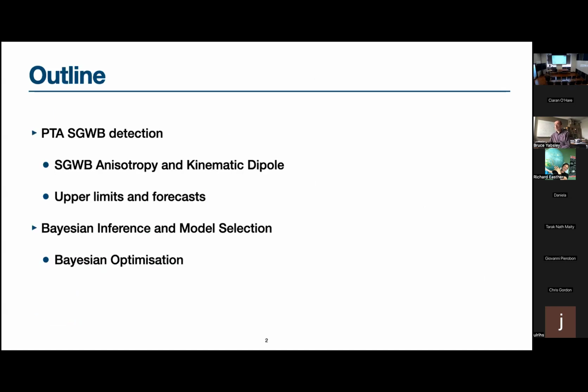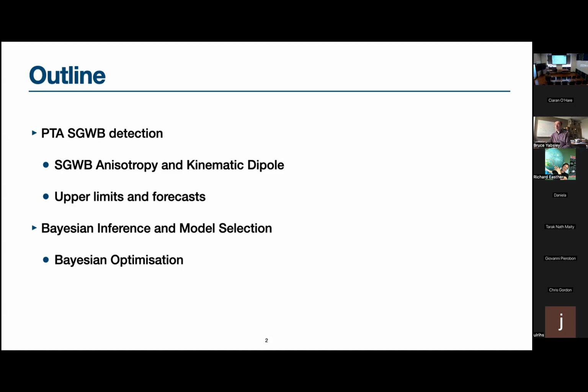So the first part, I will discuss the recent announcement by PTA collaborations about evidence for gravitational waves. And I will discuss the role of gravitational wave anisotropies as a tool to try to identify if the signal is of astrophysical origin, so supermassive black hole binaries, or some early universe origin. So then I will present some results related to current constraints and forecasts on these anisotropies.